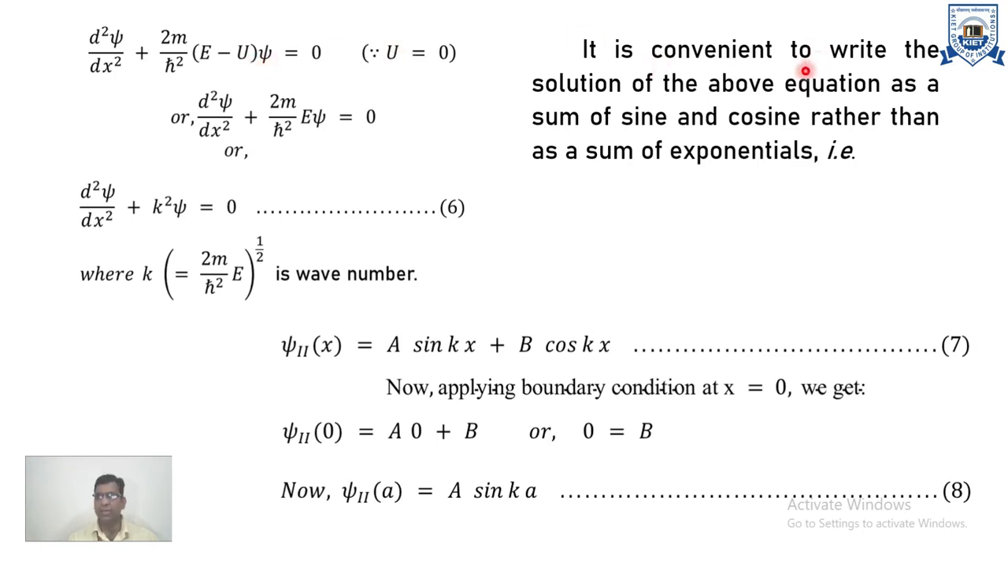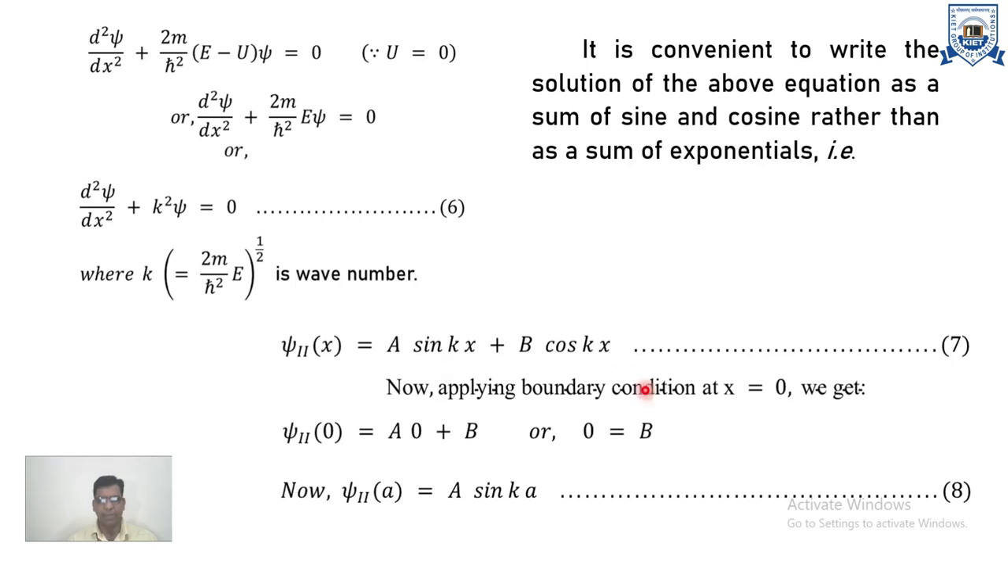It is convenient to write the solution of the above equation as the sum of sine and cosine rather than the sum of exponentials. Here, d square psi upon dx square plus k square psi is equal to 0, where k is the wave number, k equals 2mE upon h cut square to the power half. Otherwise the equation becomes more complicated, so we solve it this easy way. Here we apply the boundary condition. The solution of this equation is psi is equal to A sin kx plus B cos kx, equation number 7.